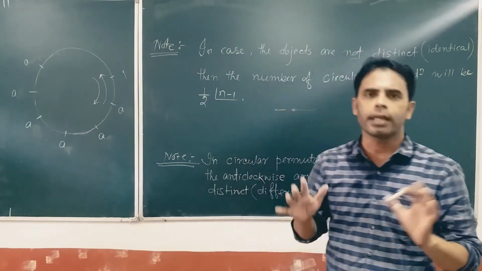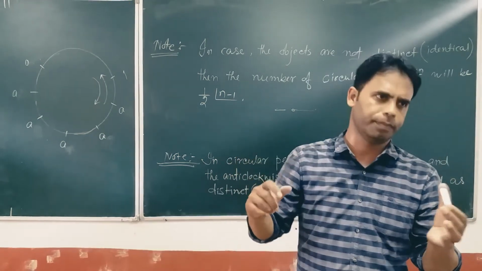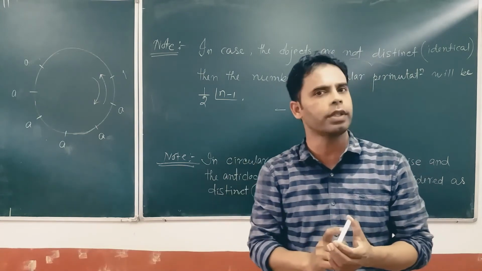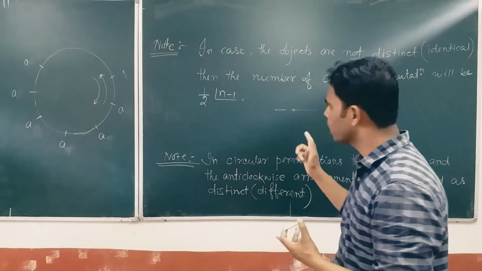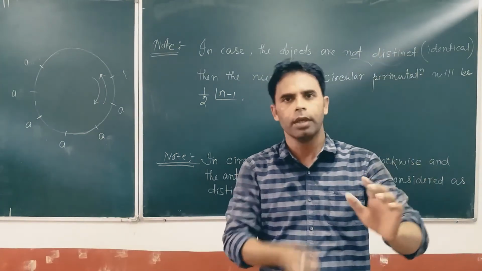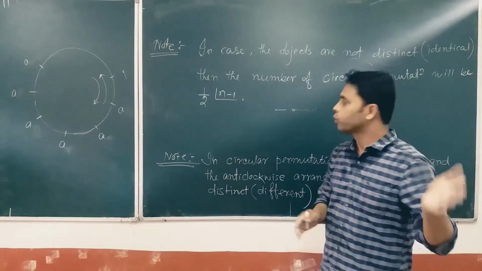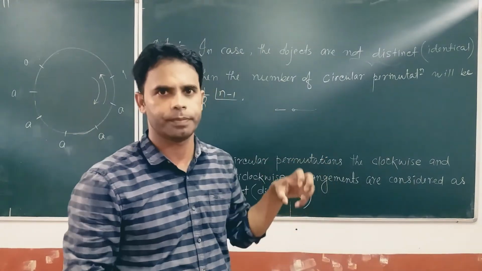But if the objects are identical, meaning 10 beads are in a garland or 10 beads in a necklace, then they become identical beads, and in that case the number of circular permutations will be half into factorial of 9 this time. Is that clear? Okay. So we can finish the theory part of the chapter permutation.